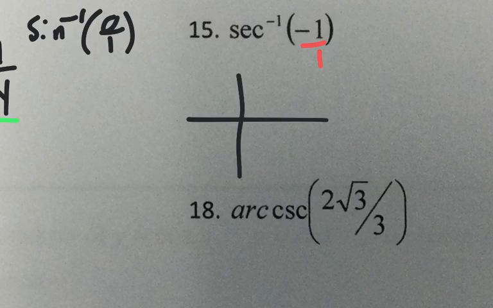All right, but the thing is, what is secant? Well, cosine is the adjacent over the hypotenuse. So this would be the hypotenuse over the adjacent. So can I have a hypotenuse and an adjacent side that are both 1? No. So think, Cody. Think. What would I do? So I know I can't draw a triangle.